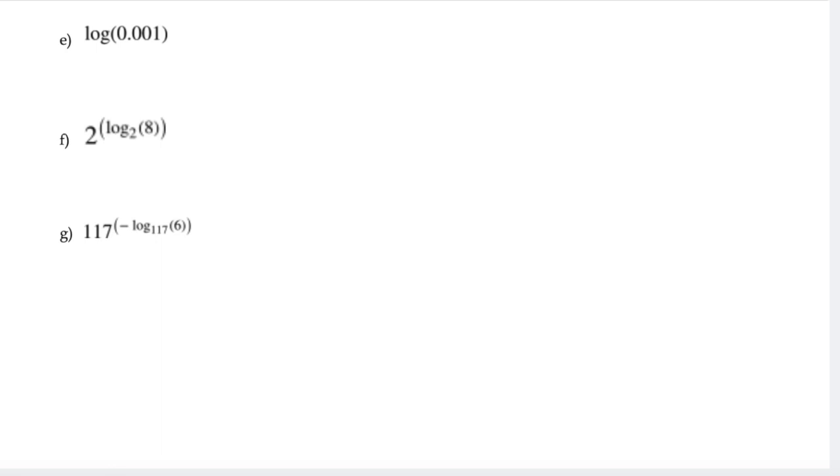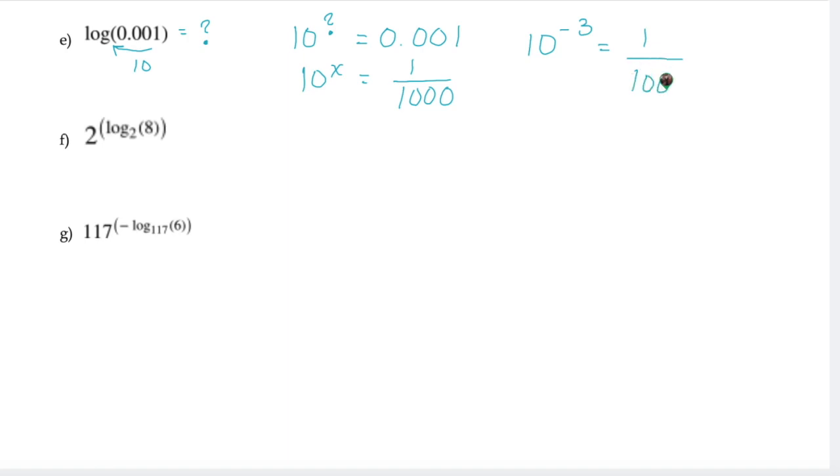Log of 0.001 is equal to what? Remember, we don't see a base, so we assume our base is 10. So I'm asking 10 to what power will give me 0.001? This is the same as 1/1000th. So 10 to what power is equal to 1/1000th? I know it's going to have to be a negative, and in fact it has to be -3. 10 to the -3rd power would be equal to 1 over 1000, which is the same as 0.001. Therefore, log of 1/1000th is equal to -3.